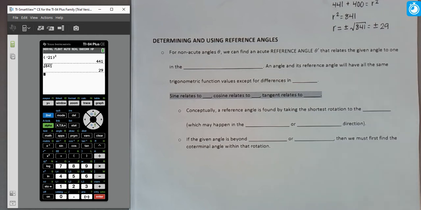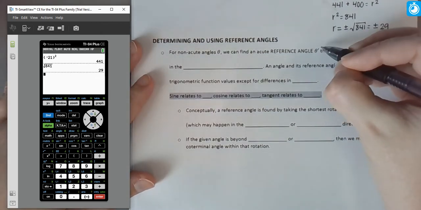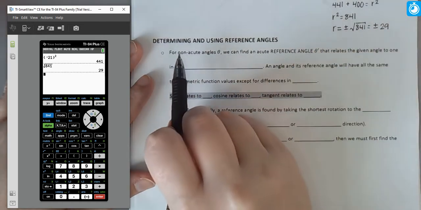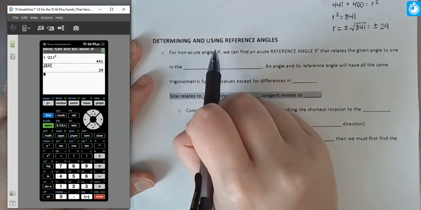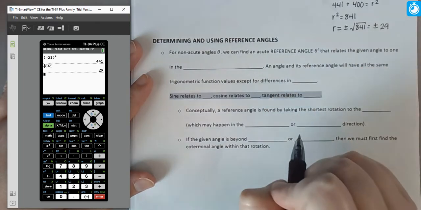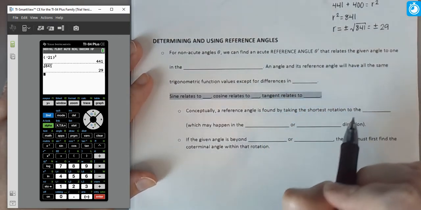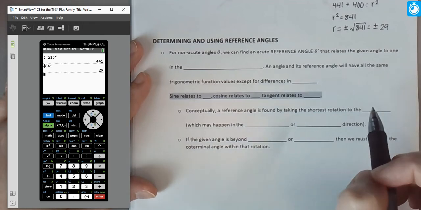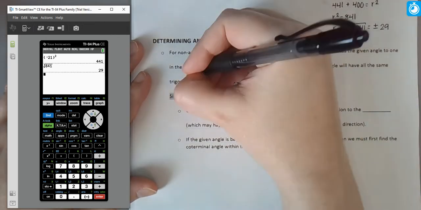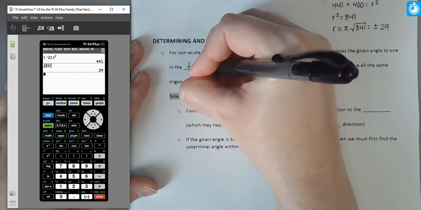Every time we draw this angle, it is an acute angle. It looks a little bit different depending upon the quadrant we're in, but it's always going to be an acute angle. So this particular reference angle, which we're going to label as theta prime, so if our non-acute angle we're interested in is what we're calling theta, theta prime is our reference angle. That's going to relate our given angle, the one we actually want to find trig values for, to one of the angles in the 1st quadrant.